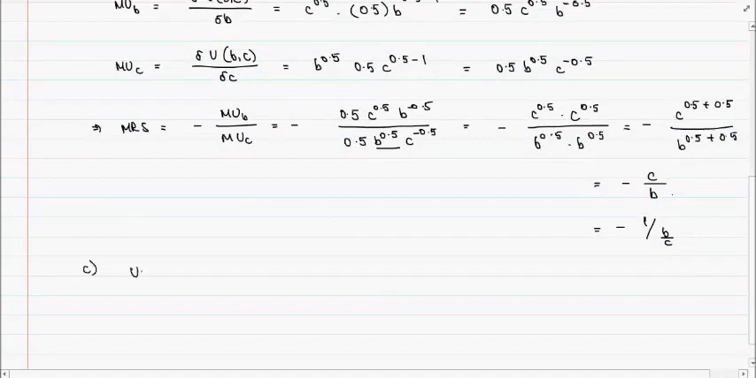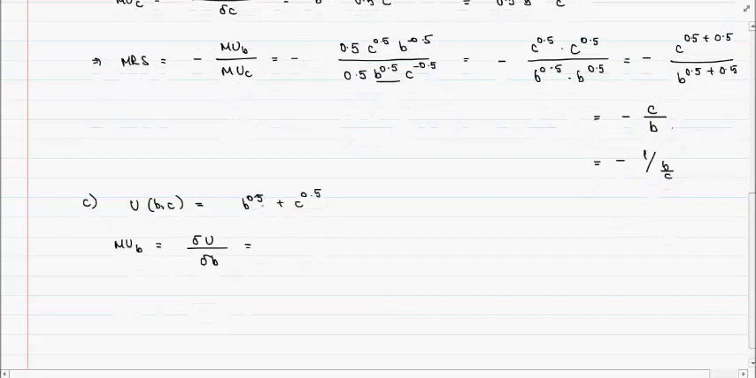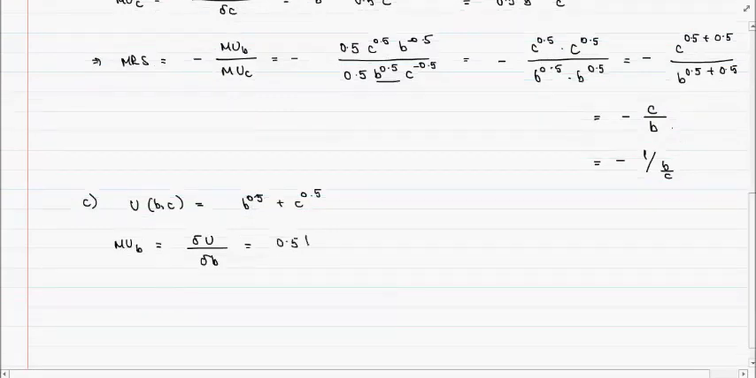Alright, so part C, the utility function is given by b to the power 0.5 plus c to the power 0.5. Again, the marginal utility of b is just the differential of the utility function with respect to b. We differentiate b to the power 0.5 with respect to b, you get 0.5 b to the power negative 0.5, plus, now c to the power 0.5 differentiated with respect to b gives 0 because we're treating c as constant. If we differentiate a constant with respect to a variable, we get 0. So this gives us 0.5 b to the power negative 0.5.